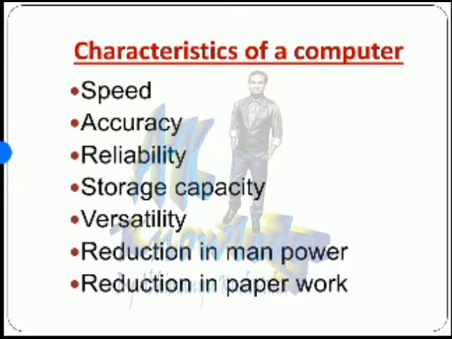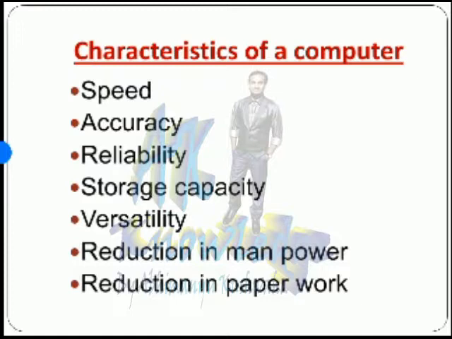The characteristics of a computer means what features are there. So as we see, there are lots of features. First feature is speed. So speed is the first characteristic of a computer. A computer works at an amazing speed without making any mistakes. A normal person would complete a specific task in a few hours, whereas the same task is finished by the computer within a fraction of a second. Why? Because of its speed.